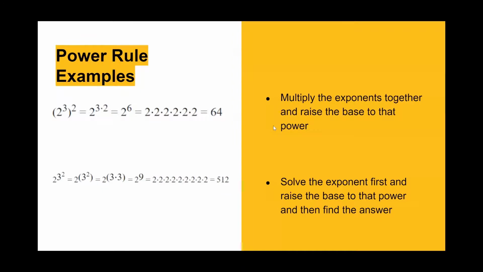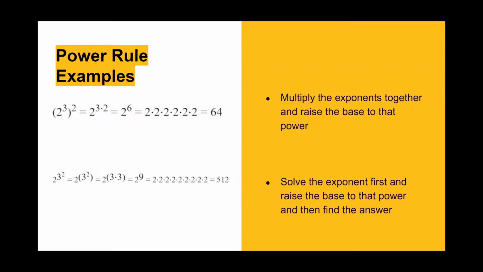So for the power rules example, you multiply the exponents together and raise the base to that power. So it's 2 raised to 3 times 2, which is equal to 2 raised to the 6, which equals 64. And then for the bottom, you have to solve the exponent first and raise the base to that power and then find the answer.